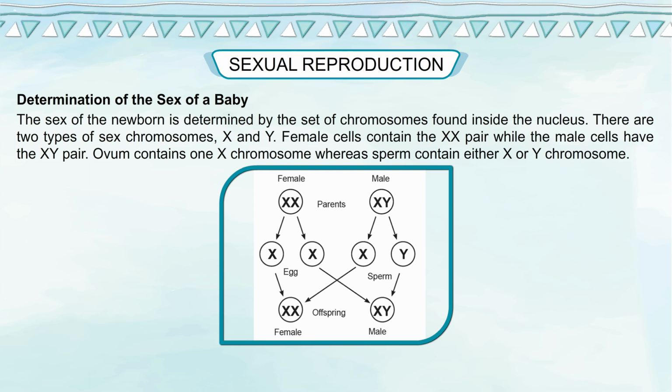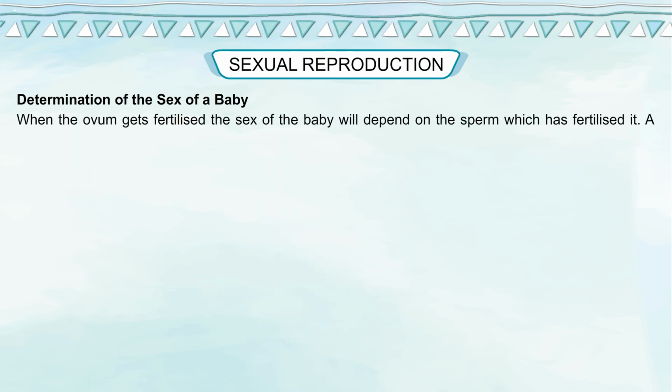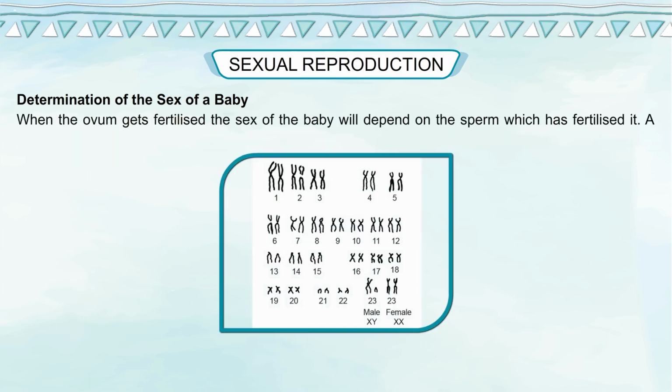Ovum contains 1 X chromosome, whereas sperm contain either X or Y chromosome. When the ovum gets fertilized, the sex of the baby will depend on the sperm which has fertilized it. A diagrammatic representation is shown in the image.